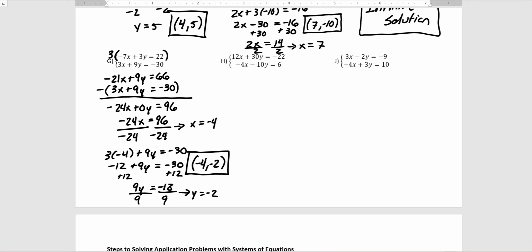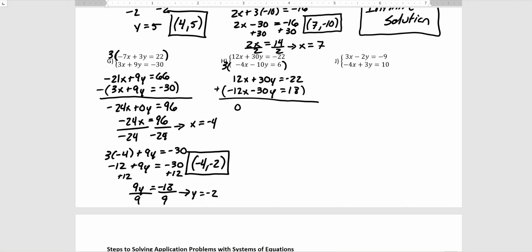So I'm looking here. I see this 12x, negative 4x, so I know I can multiply this bottom equation by 3. And that top equation won't change. It'll still be 12x plus 30y equals negative 22. But my bottom equation will become negative 12x minus 30y equals 18. And now I see, oh, this is going to be one where all the variables cancel out. I'm going to add this together.